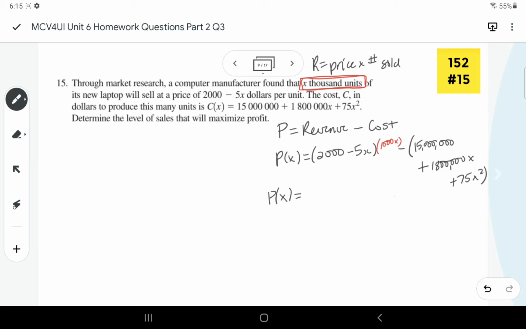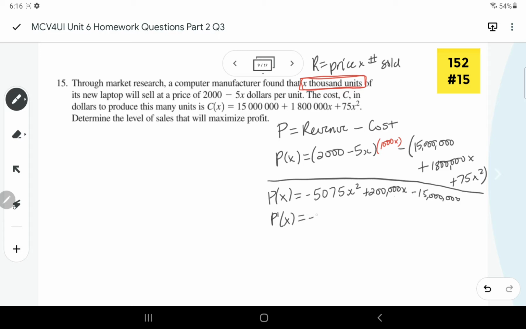So I'm just going to skip to the simplified version: FOIL that 1,000x in, and collect your like terms. The profit function would be, if I simplify this and write it out, negative 5,075x squared plus 200,000x, and then minus that same 15 million at the end. Keep the lines separate. So then I will get a different derivative.